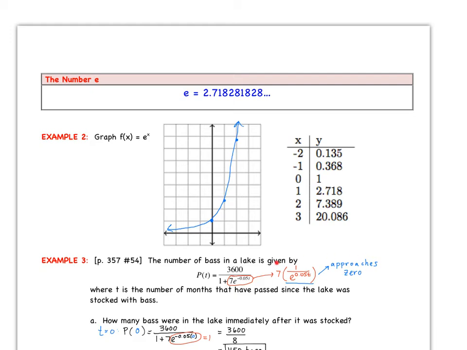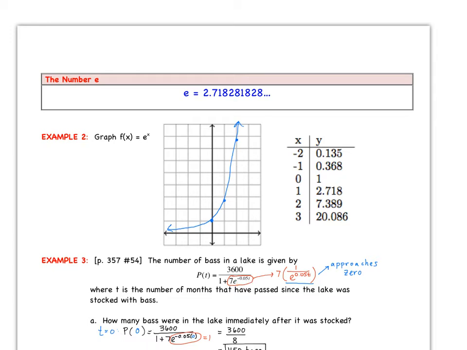Don't really pay attention to this piece at the moment. We'll come back to that. So page 357, number 54 in our book. The number of bass in a lake is given by this equation: P of t equals 3600 over 1 plus 7e to the negative 0.05t.